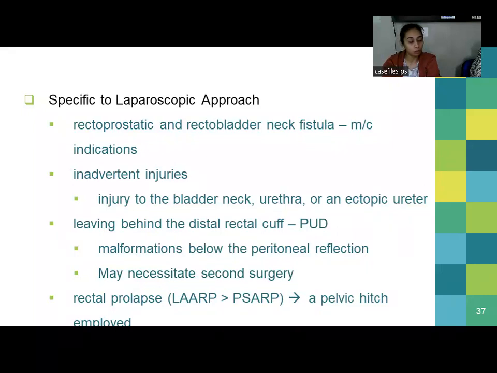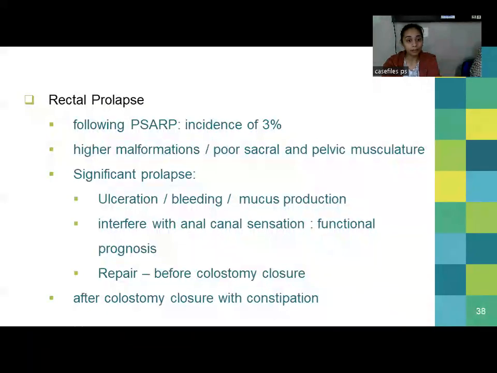Rectal prolapse is also more common in laparoscopic-assisted surgery, and a pelvic hitch can be employed to avoid this complication. Rectal prolapse following PSARP has an incidence of 3%, but after LARP it is around 11%. It is also seen in higher malformations with a poorly developed sacrum or pelvic musculature. A significant prolapse can also lead to ulceration, bleeding, or mucus production. It can interfere with anal canal sensation and also lead to poor functional prognosis.